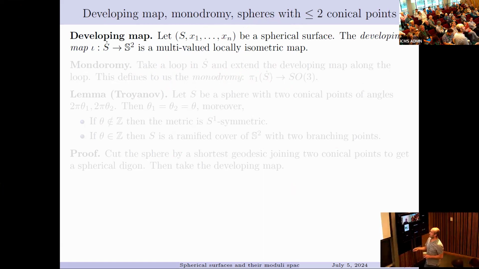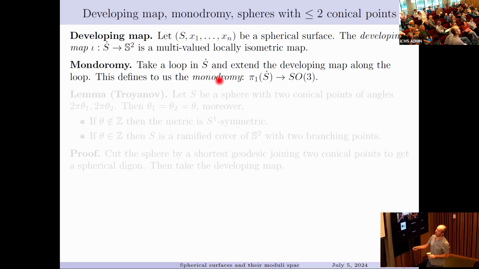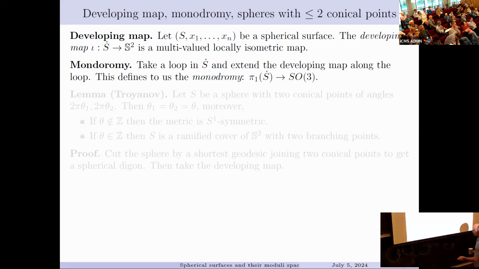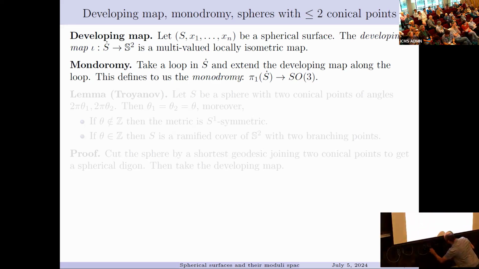And in a similar way, you have monodromy. Monodromy is when you take a path on your surface and you develop along this path, and in the end you don't come back, but you come somewhere else, and you get a certain transformation from SO3.